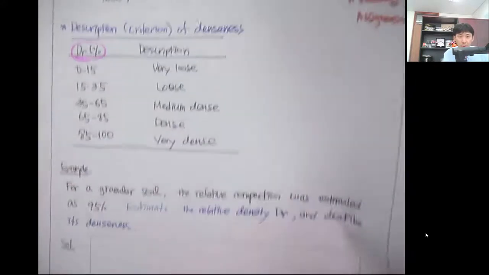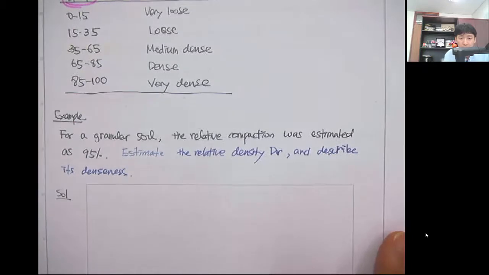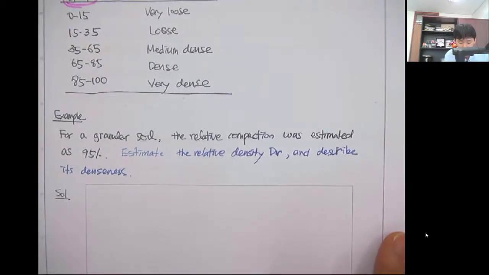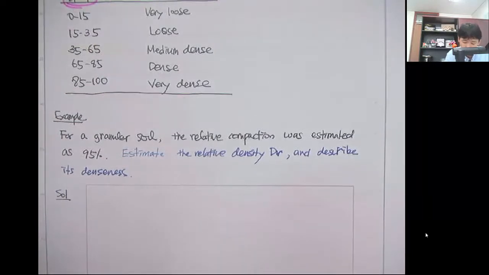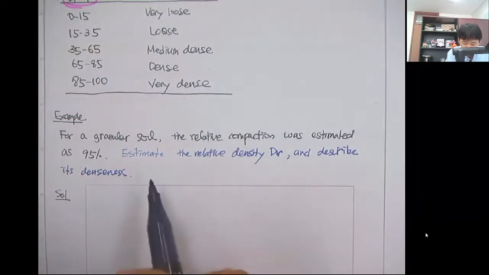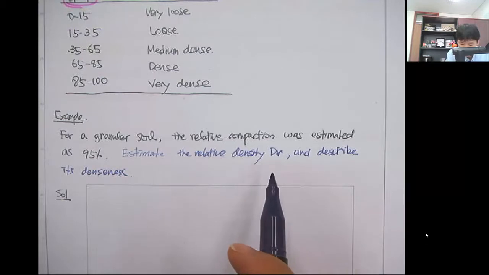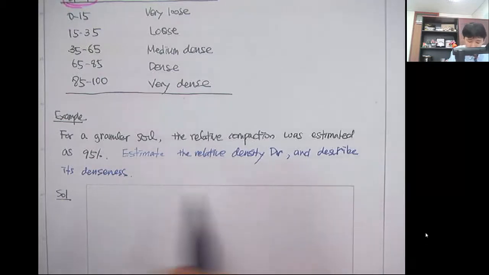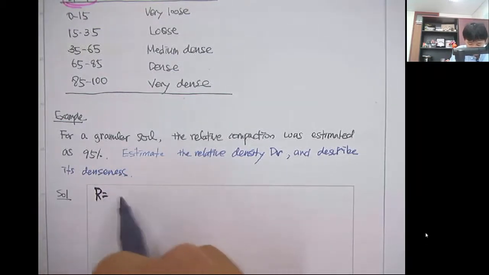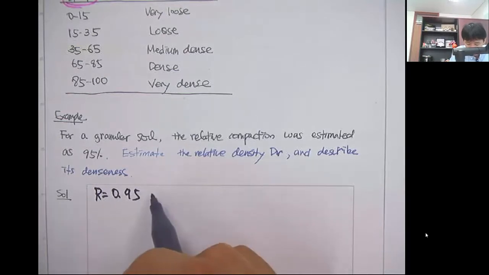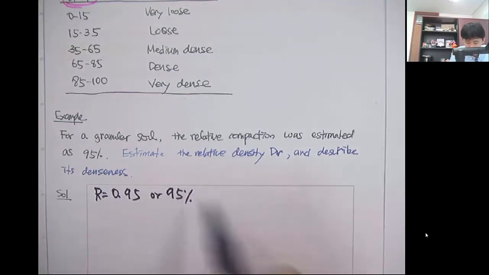So let's solve the example here. For a granular soil, the relative compaction was estimated as 95%. So the R is 95%. And at that time, they estimate the relative density Dr and they describe its denseness. So the R is 95.